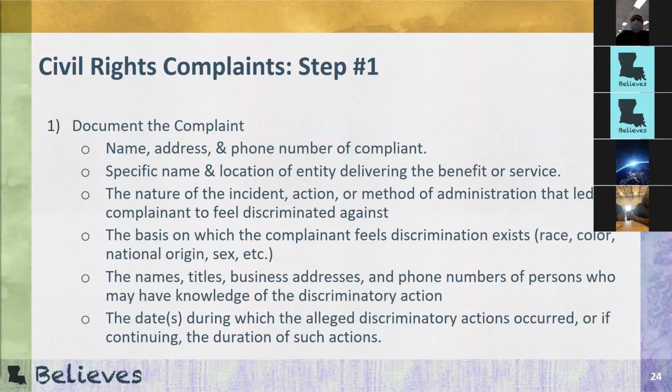The first step is to document the complaint and make an effort to obtain the following information: the name, address, and phone number of the complainant, specific name and location of the entity delivering the benefit or service, the nature of the incident, action, or method of administration that led the complainant to feel discriminated against, the basis on which the complainant feels discrimination exists according to those different classes, the names, titles, business addresses, and phone numbers of persons who may have knowledge of the discriminatory action, the dates during which the alleged discriminatory action occurred, or, if continuing, the duration of such actions. All complaints should then be forwarded directly to USDA.